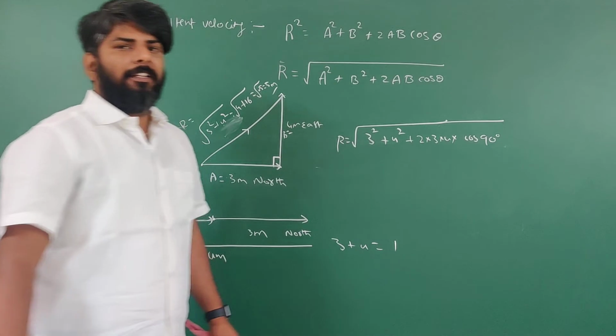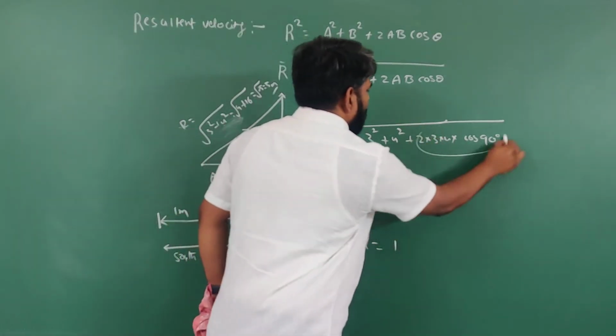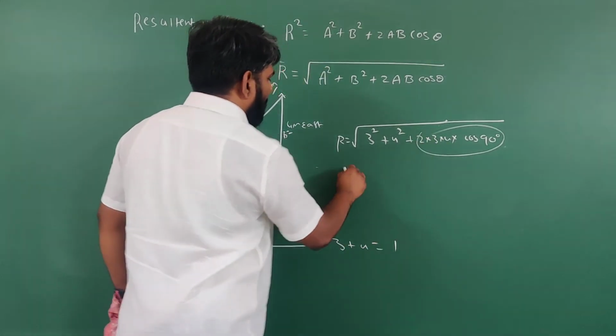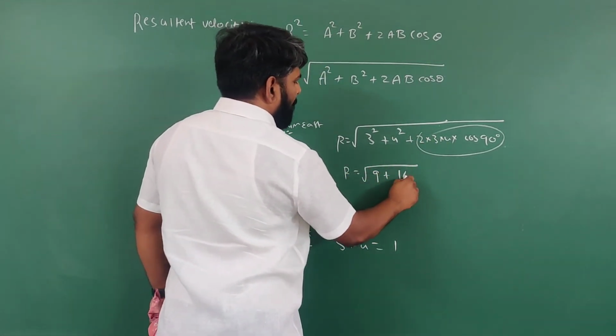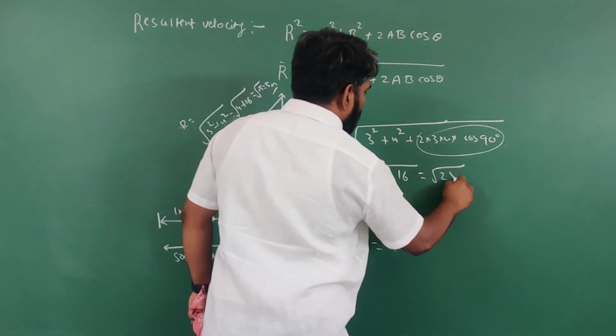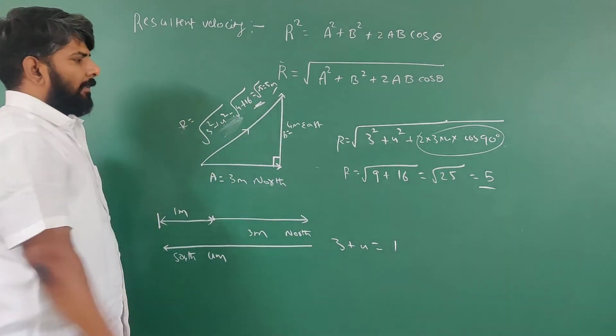What is the cos 90 value? 0. So 2 into 3 into 4 into 0 totally becomes 0. What is the remaining? 3 square means 9, 4 square means 16. That is equal to root 25, which is equal to 5. So you got the same answer or not here?